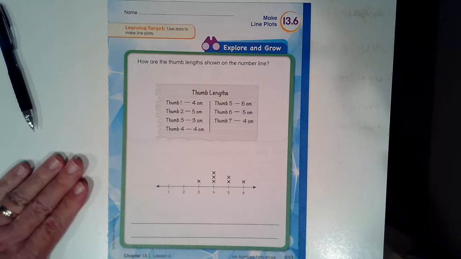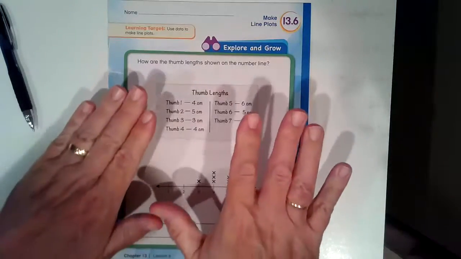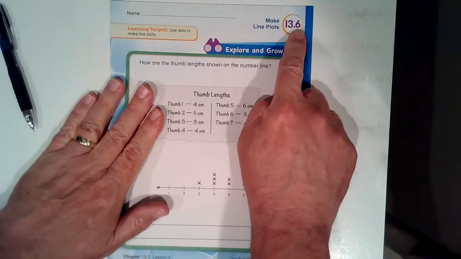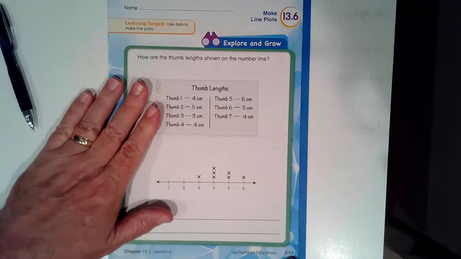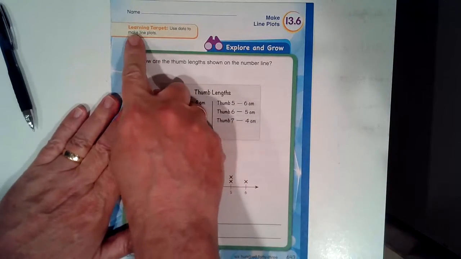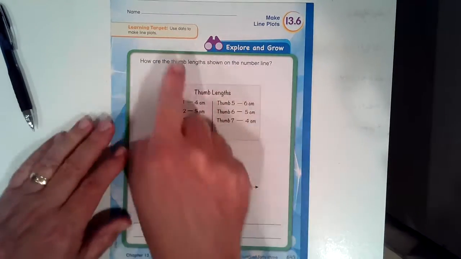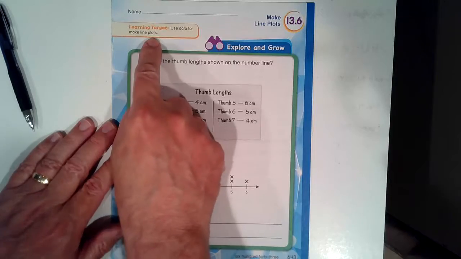Good morning, second graders, and it is time again to do math, and we are going to be doing lesson 13.6, and it's page 643. We'll do a few pages after that, and our learning target is use data, information, to make line plots.